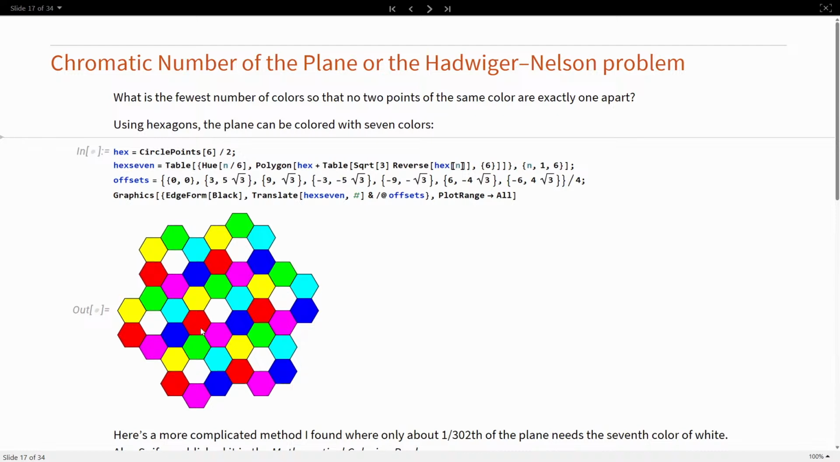So these hexagons, red hexagons, their distance from one corner to the other is 1, and the distance to another hexagon is slightly more than 1. And it basically repeats for all 7 colors. So this is one way of coloring the plane with just 7 colors so that no 2 points are a distance of 1 apart.